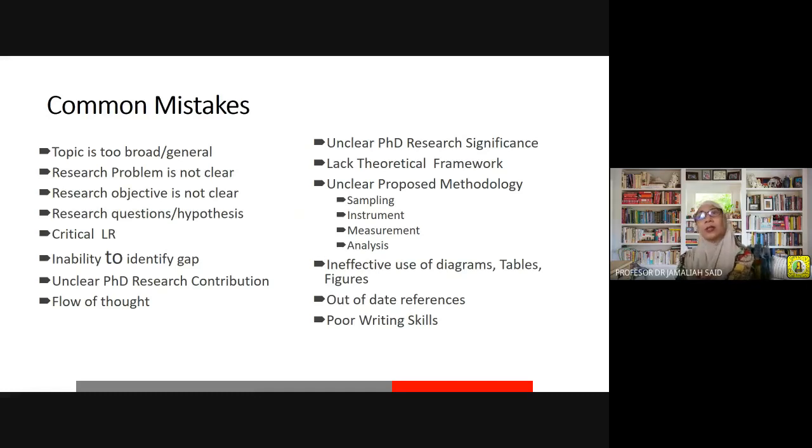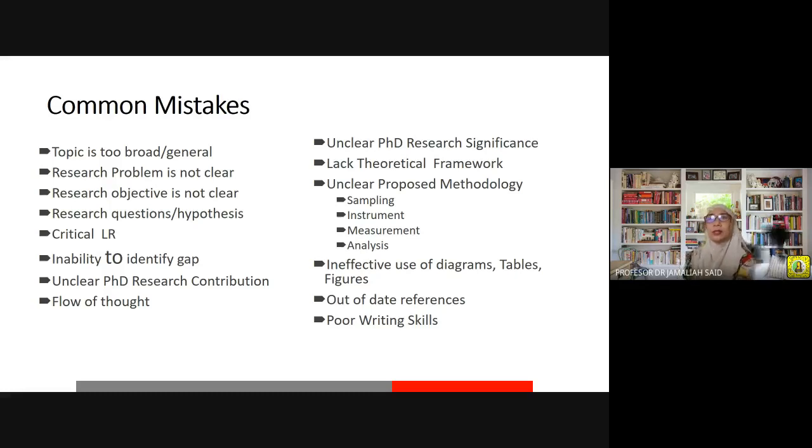Fraud. What is the problem with fraud? Economic growth. What is the problem? CSR. What is the problem with CSR? Risk management practice. What is the problem of risk management practice? So you have to have a clear research problem. Normally if the research problem is not clear, the research objective is also not clear.